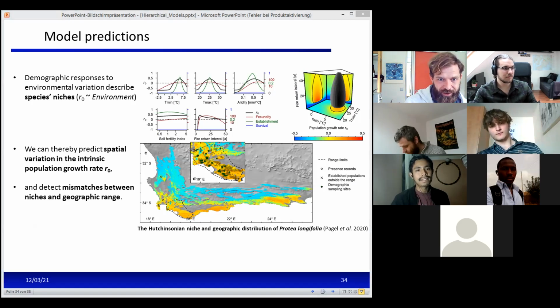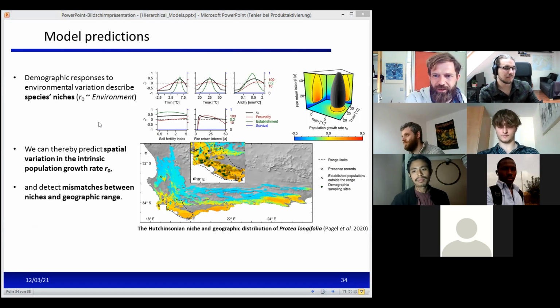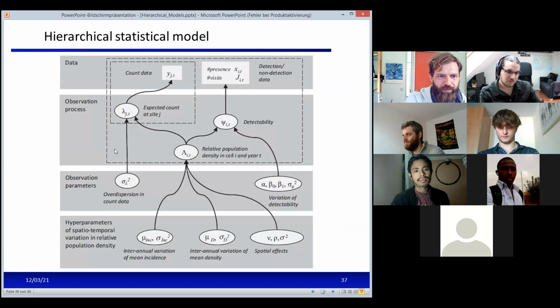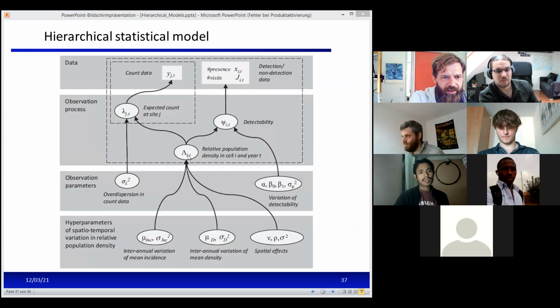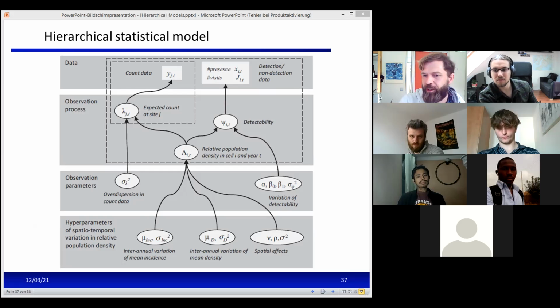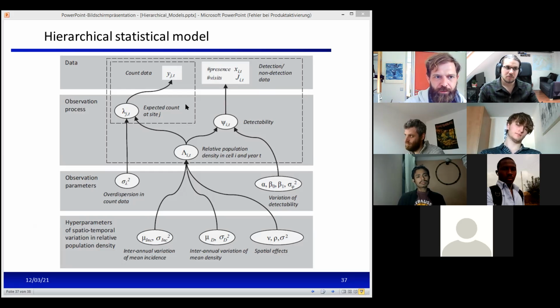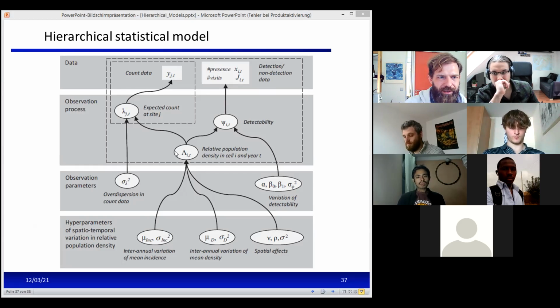Okay, so the question is about the meaning of this lambda parameter in the butterfly example. And to clarify this, this value lambda for each grid cell and year represents the true population density at this point in space and time, which of course we don't know, but we want to estimate. And we link this to both data types, first the count data from the monitoring transects.